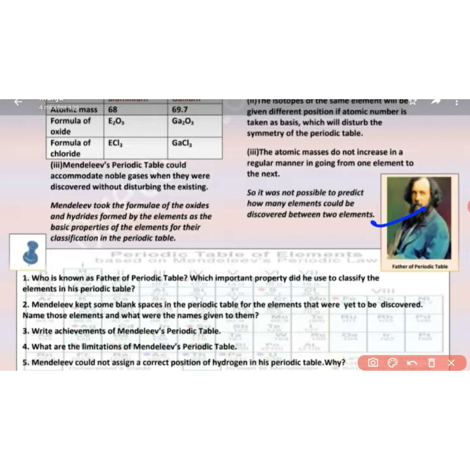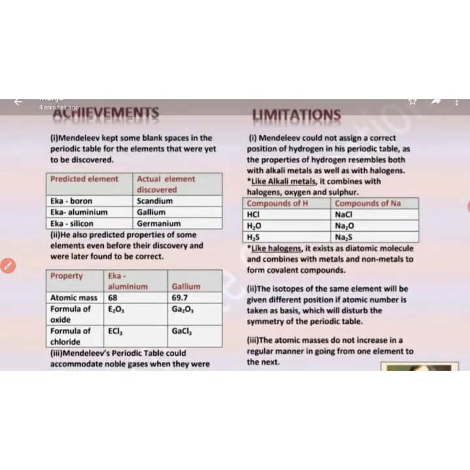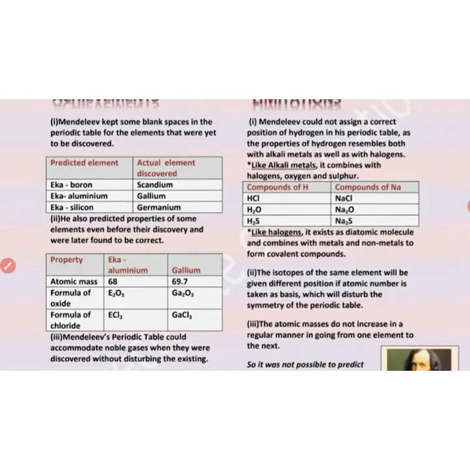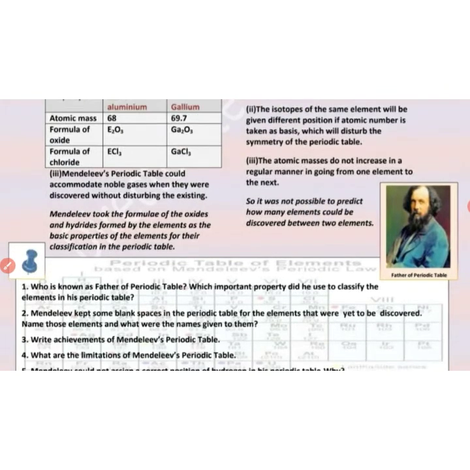Second question: Mendeleev kept some spaces blank in the periodic table for elements that were yet to be discovered. Name those elements and the names given to them. As we have just seen, those elements were eka-boron, eka-aluminium and eka-silicon, and the new names given were scandium for eka-boron, gallium for eka-aluminium and germanium for eka-silicon. So these are the names of the elements predicted and later discovered.